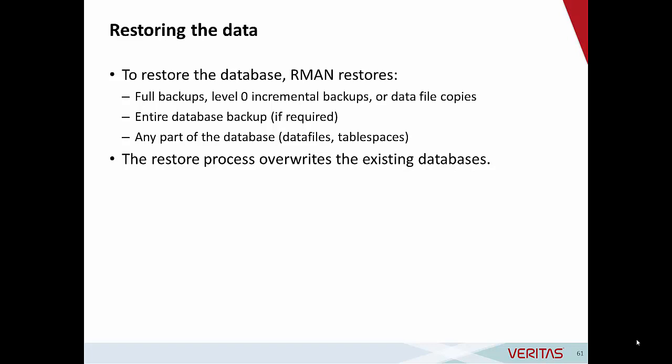RMAN controls the restore process, and it will intelligently decide which data is needed for the restore based upon the options and configurations of the recovery script that's being run. RMAN will intelligently select the fewest number of backup pieces necessary to do the restore. Full backups or level 0 backups will be recovered first, then incremental backups will be applied, and then finally log files will be restored. This restore process will overwrite any existing data.